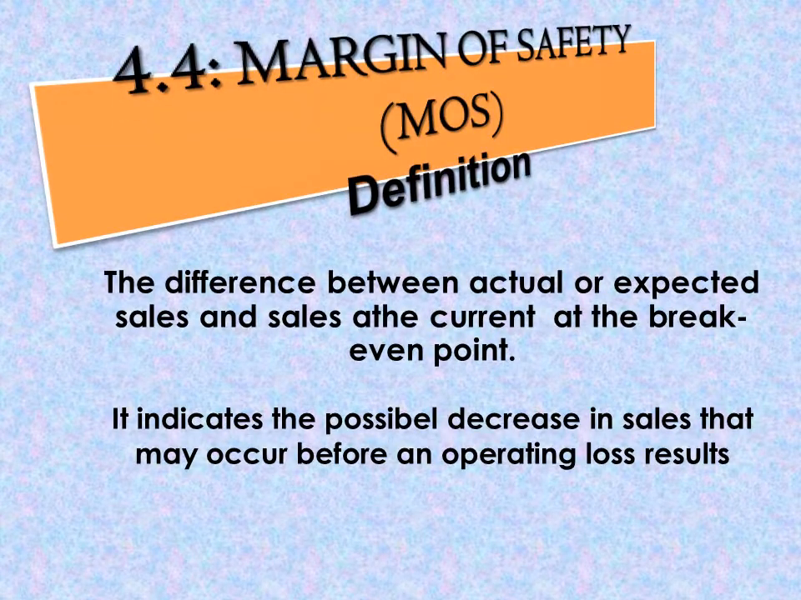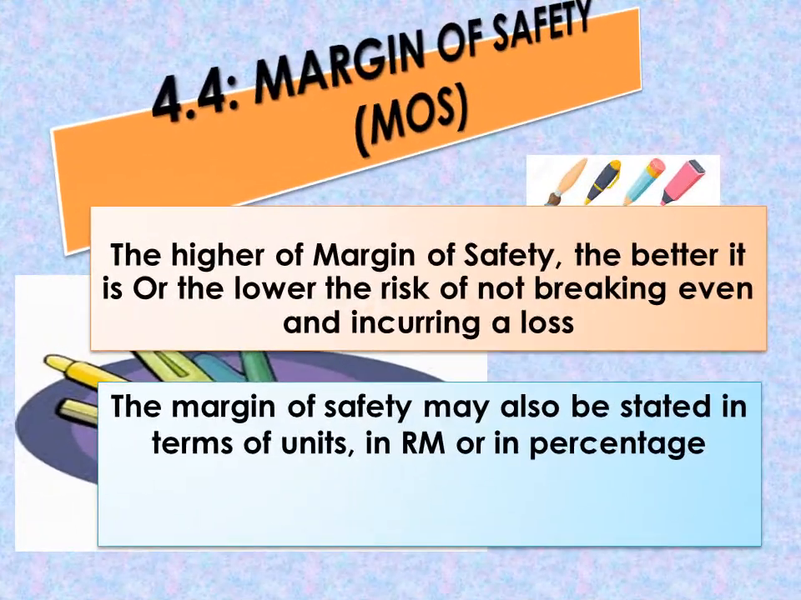What is margin of safety? The difference between actual or expected sales and sales at the break-even point. It indicates the possible decrease in sales that may occur before an operating loss results. The higher the margin of safety, the better it is, or the lower the risk of not breaking even and incurring a loss. The margin of safety may also be stated in terms of units, in RM or in percentage.